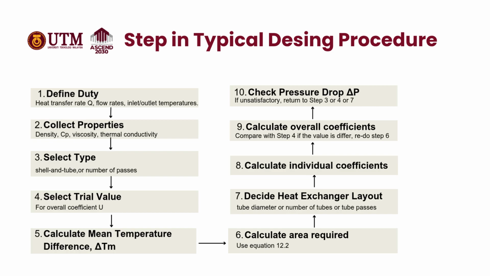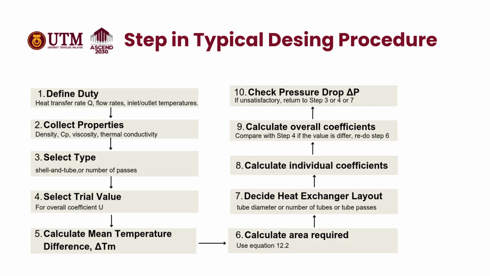Fifth, we calculate the mean temperature difference, delta Tm. We use the delta TLM and the Ft correction we just learned before. Then 6, we calculate the area required using equation 12.2. Then 7, we decide the heat exchanger layout, such as choosing tube diameter, number of tubes, shell diameter, baffle spacing, or tube passes. And 8, we calculate the individual coefficients. Now we compute the real shell side and tube side coefficients.